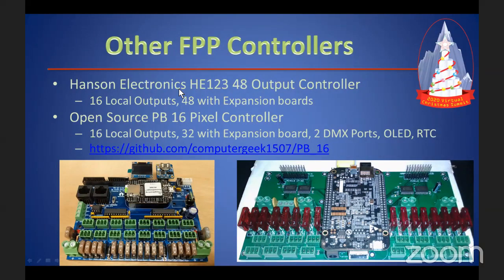So there are some other FPP based controllers, not the Culp controllers. FPP is kind of open source, so anyone can develop them. There's Hanson Electronics over in Australia. They have a breakout board where you can do 16 local ports, and then it has expansion on the top. If you want to get into building your own style controller, there is what I call the PB16 pixel controller, which the whole intent of is a kind of a do it yourself. You order all the parts, solder it up, and you can build your own little 16-port controller. It also has an expansion, so you can do 32 outputs as well. And it has a lot of the features of the Culp controller, like OLED, real-time clock, so it can do standalone mode and all the kind of features that FPP supports.